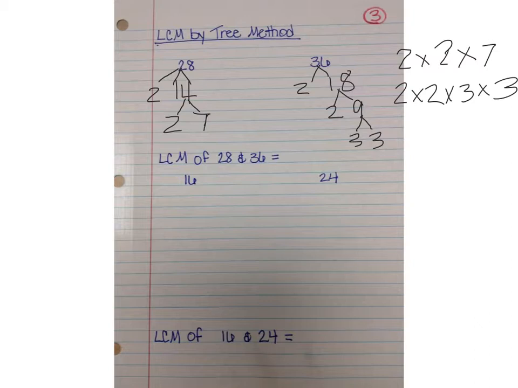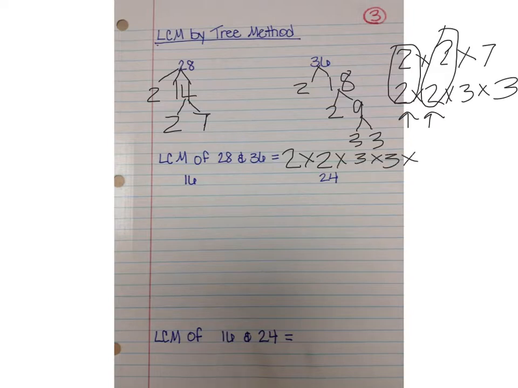Okay? Now we search for the common ones. And then we just, this is common. Okay, nothing else is in common. And so then we list them all. So the LCM of 28 and 36 is we only list this 2 and this 2 one time. Okay, so we're going to go 2 times 2 times 3 times 3 times 7.